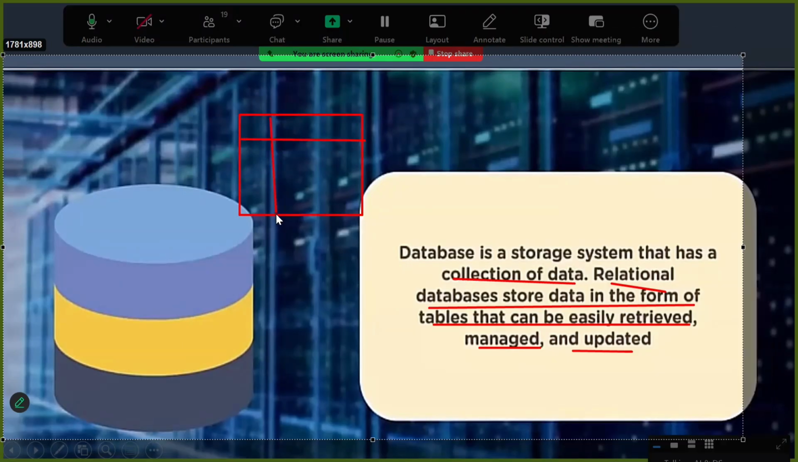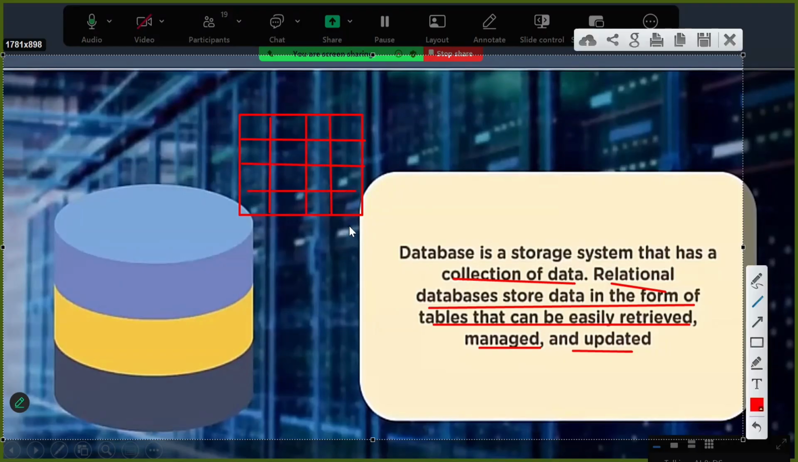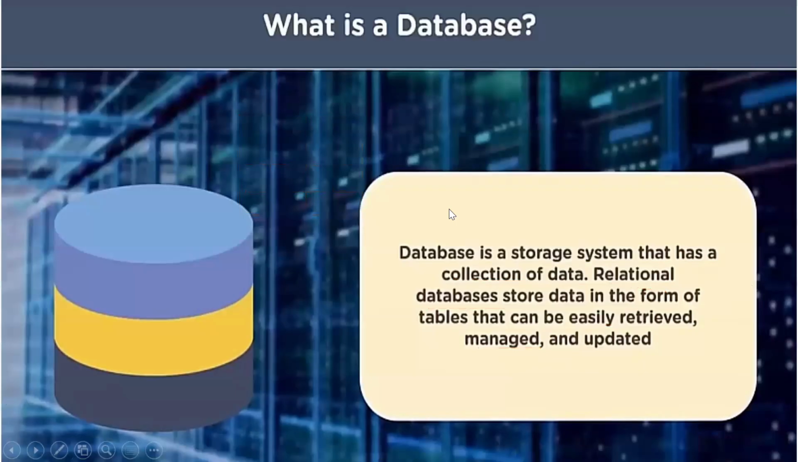It has different columns, and it will have different rows and other things. And these tables have relationships between them also. So that is the thing. A database is a storage system that has a collection of data, and a relational database stores data in the form of tables that can be easily retrieved, managed, and updated.